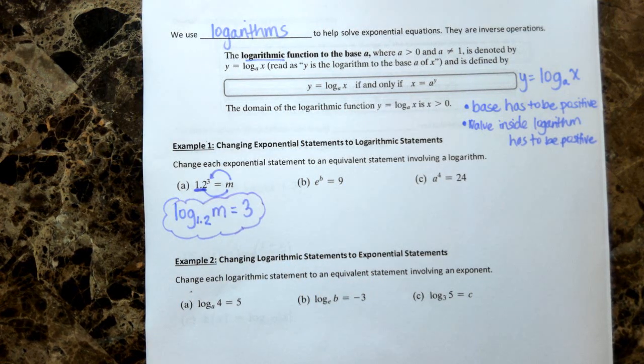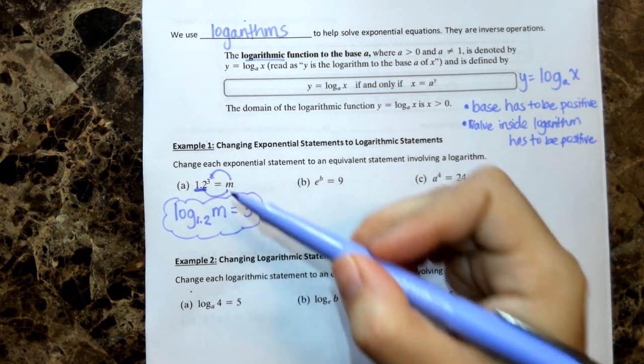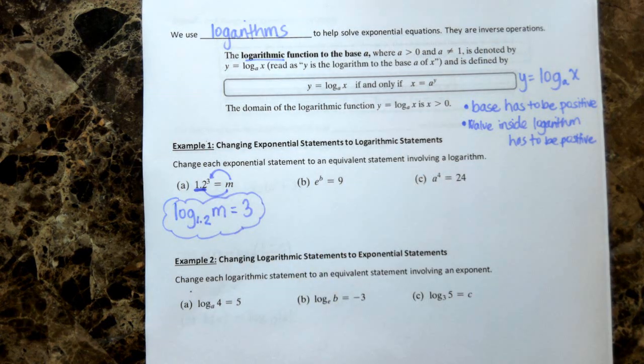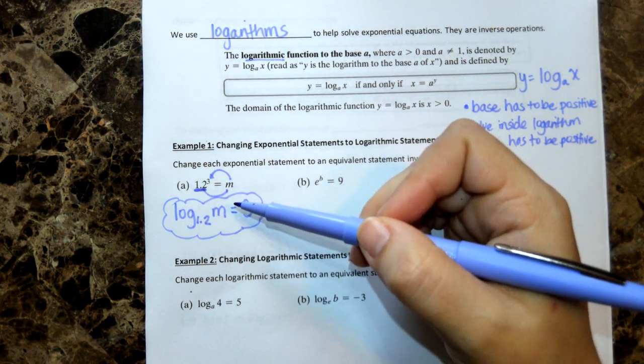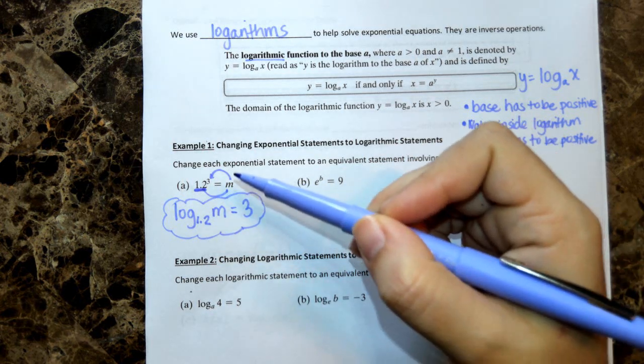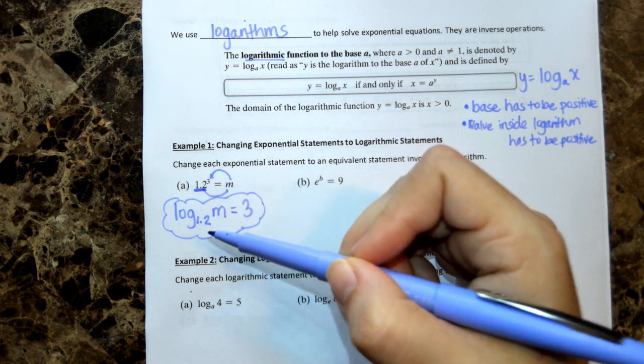I want to get us practice with converting between exponential and logarithmic form before moving on, because that's going to really help us. Just this skill alone is going to help set you up for the next few chapters. So really make sure to get practice with converting from logarithmic form to exponential and vice versa.